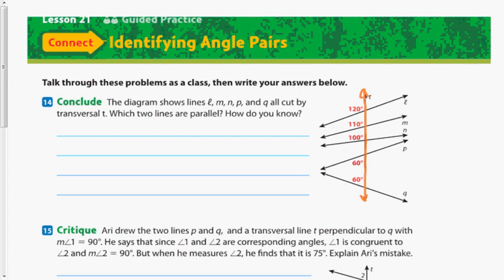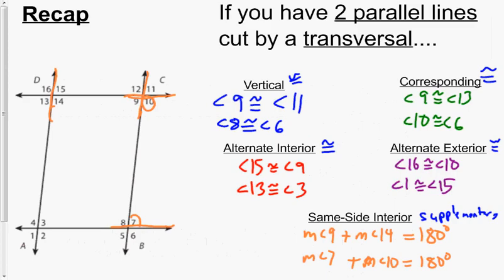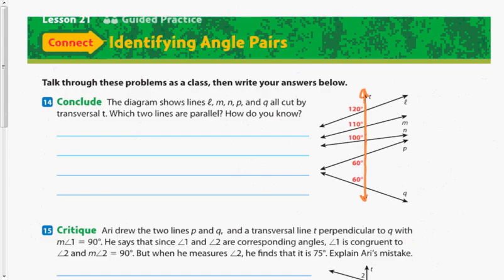So if two lines are parallel, we'd have to know one of these things. We'd have to know corresponding angles, alternate interior angles or alternate exterior angles are congruent, or we'd have to know same side interior angles are supplementary. So they're all on the same side, but right now none of those look like they add up to 180. But there are some things we can do to figure out which ones are parallel.